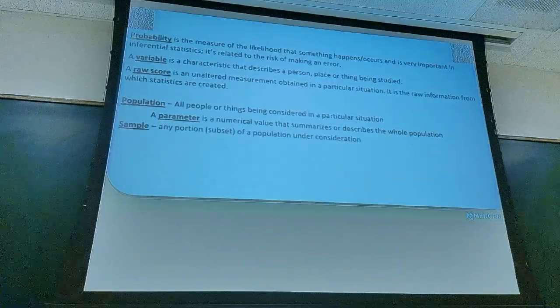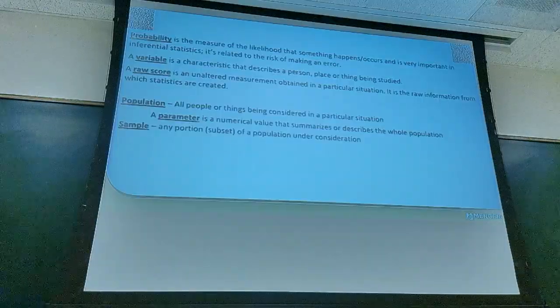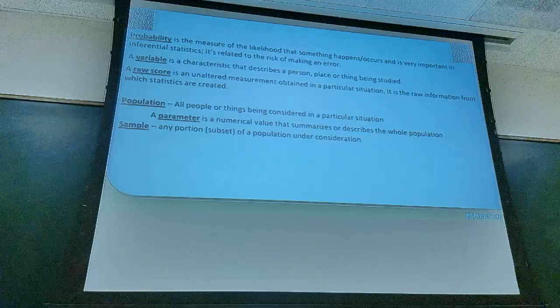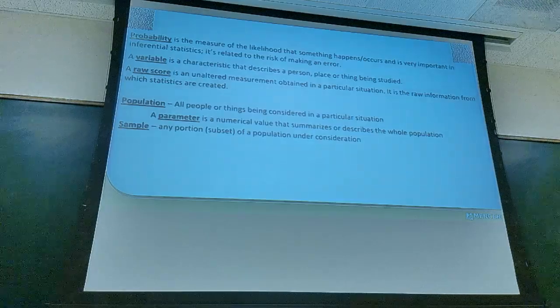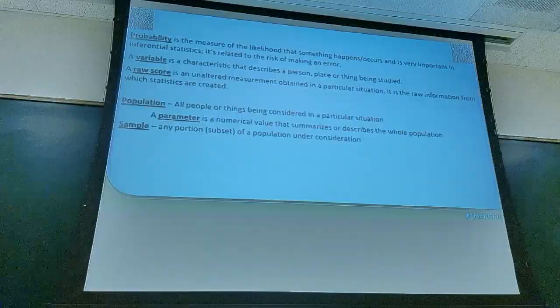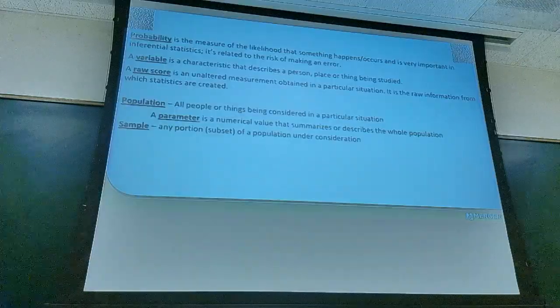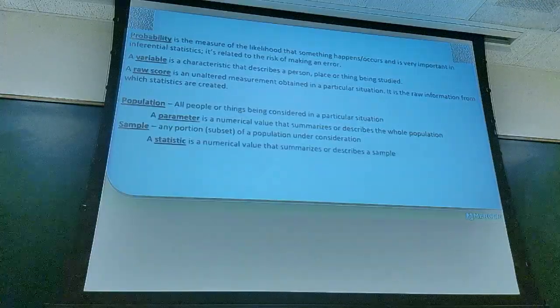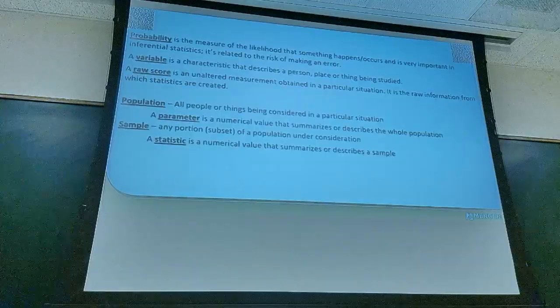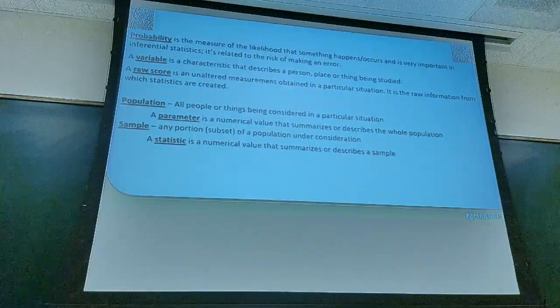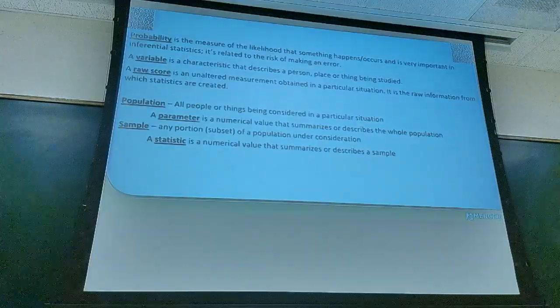Then you have a sample, which is a portion of your population. And it's generally not reasonable to survey the entire population. So you pick a subset of that population. We could say MCCC students would be the sample. Statistic is a numerical value associated with the sample. And so the statistic would be the average cost.